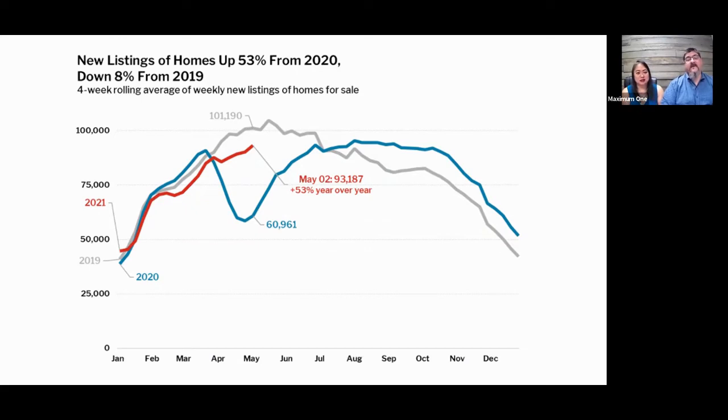Now, what you're looking at on the screen here is actually 3 different data points. The red line is this year, the blue line was last year, and the gray line is the year before, 2019. You can see that we're following very normal trends. We are down a little bit: new listings are down 8% from 2019. I love seeing it 53% up from last year, but let's be honest again, last year everybody took their house off the market, right?